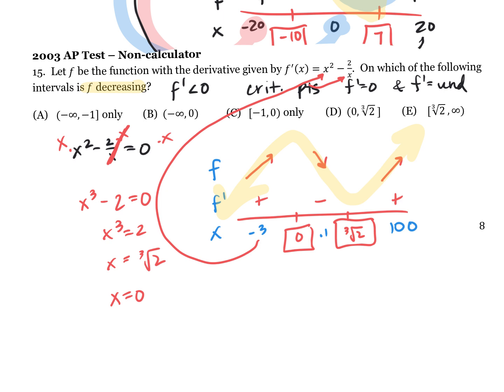There's my function. They want to know where my function is decreasing. From what x to what x? 0 to the cube root of 2? D it is.